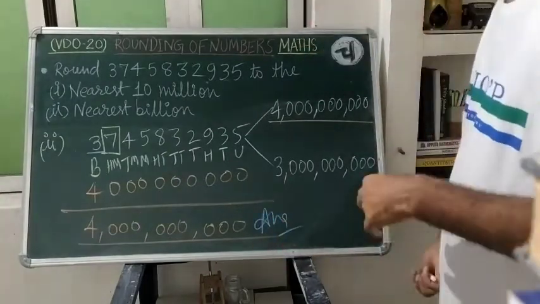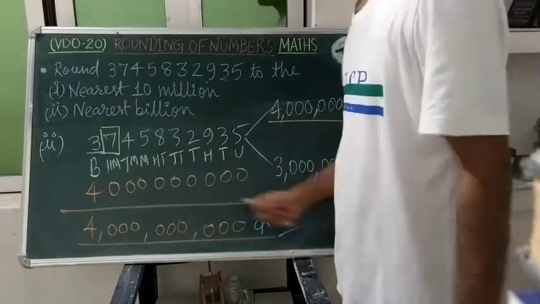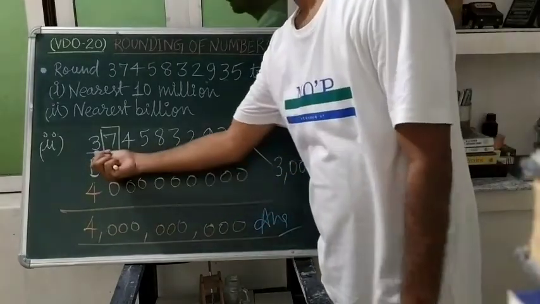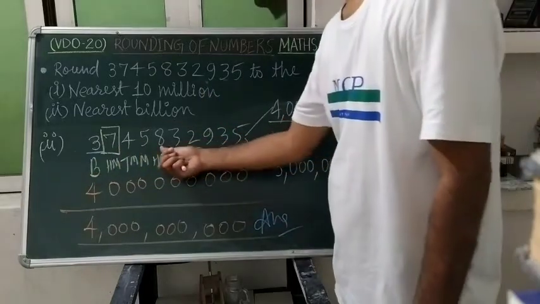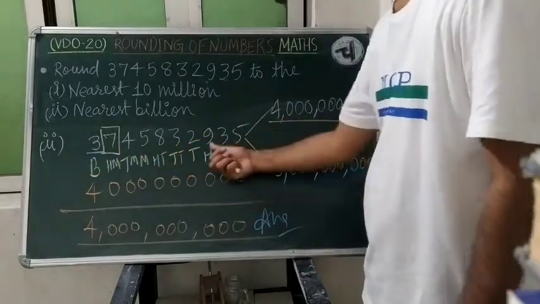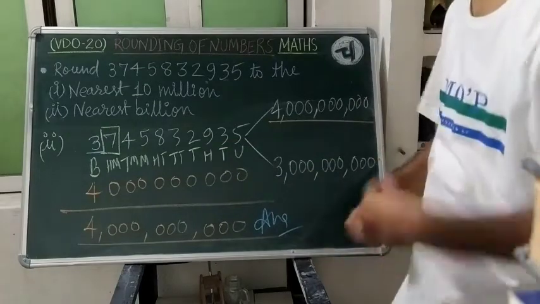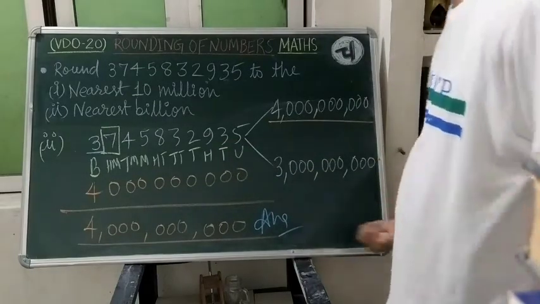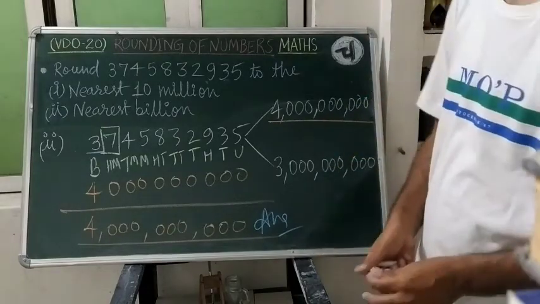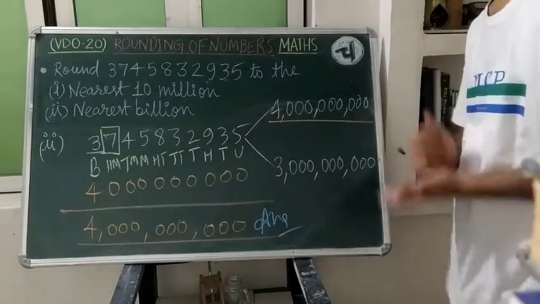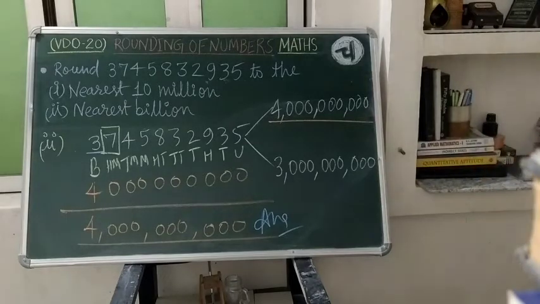You can think in your mind as well. Suppose we have the money 3,745,832,935. So we can say that nearly I have 4 billion. So this problem also is very good. Okay.